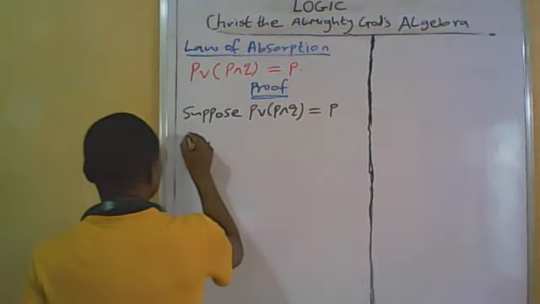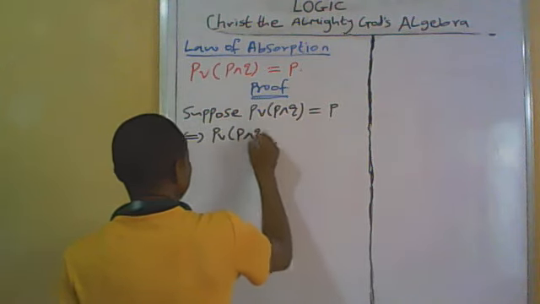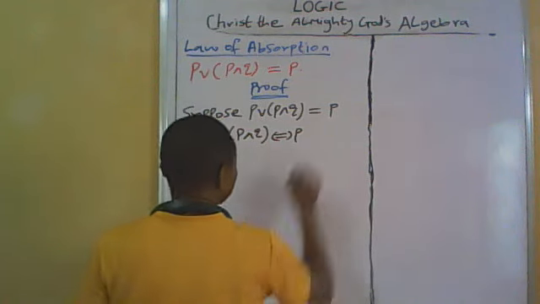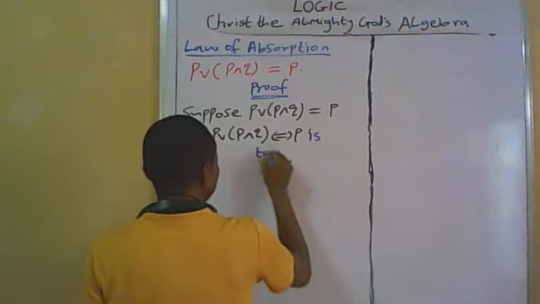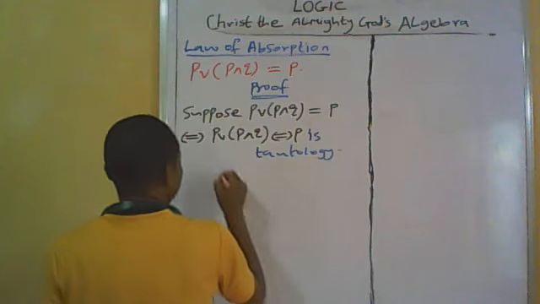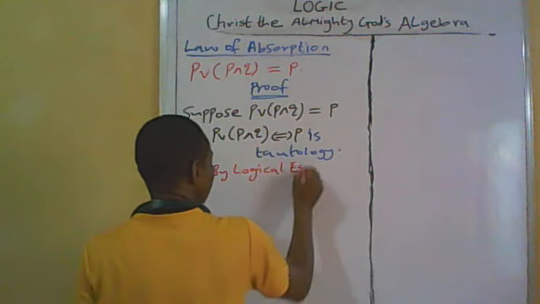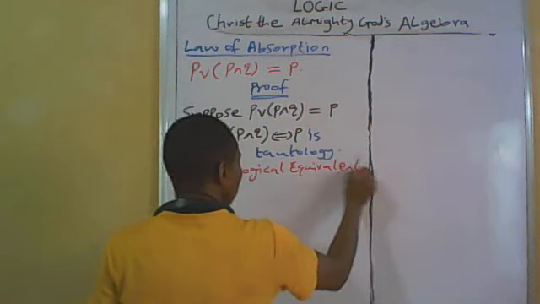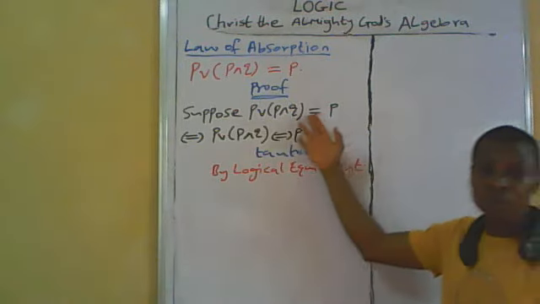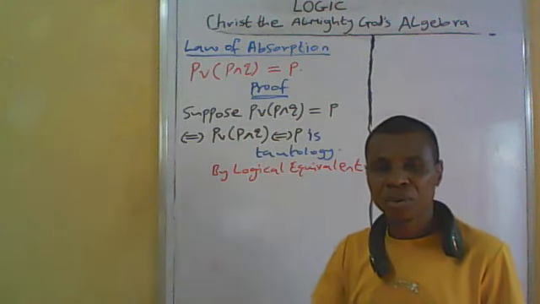So P or (P and Q) if and only if P is a tautology, being justified by logical equivalence. We have now transformed this equation to a biconditional statement and it still preserves truth.